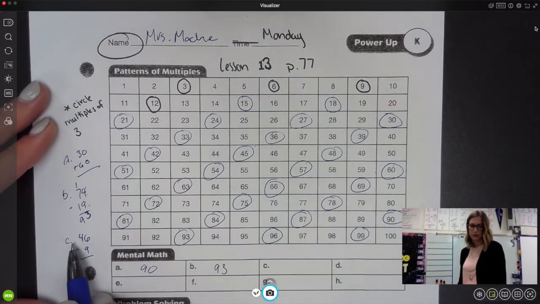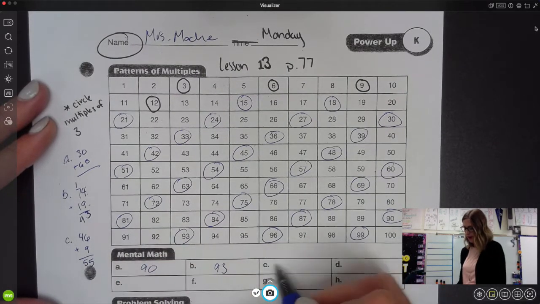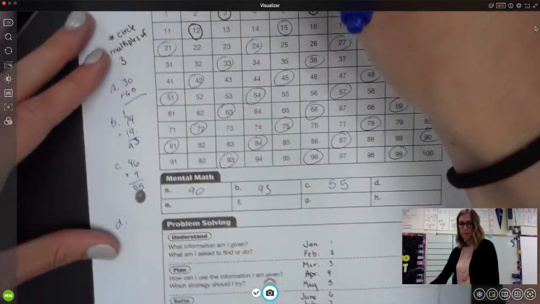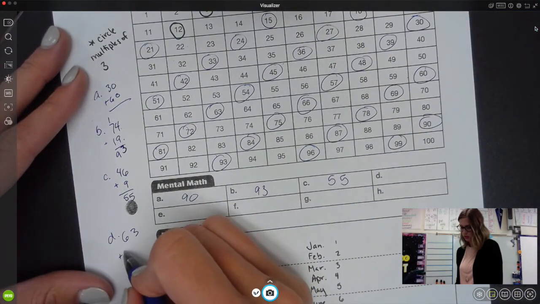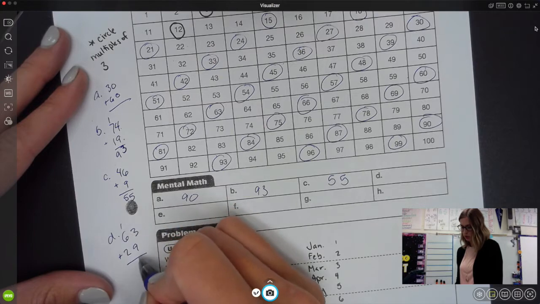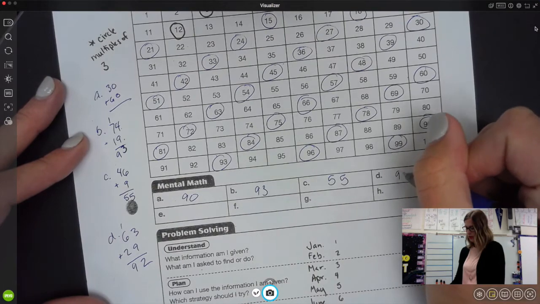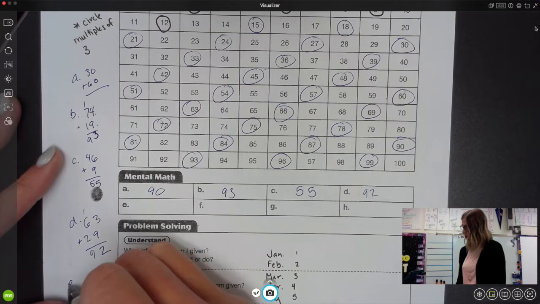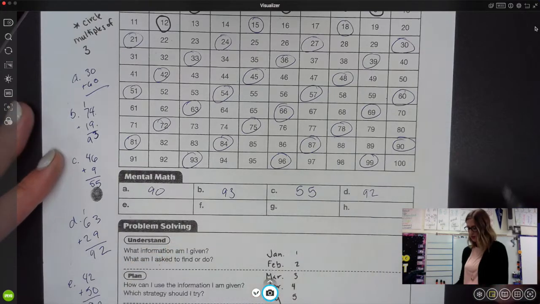C says 46 plus 9. I know 46 plus 10 would be 56. So plus 9 would be 55. D says 63 plus 29. 3 plus 9 is 12. 1 plus 6 is 7. Plus 2 more is 9. So I get 92. E says 42 plus 50. 2 plus 0 is 2. 4 plus 5 is 9. So we get 92.